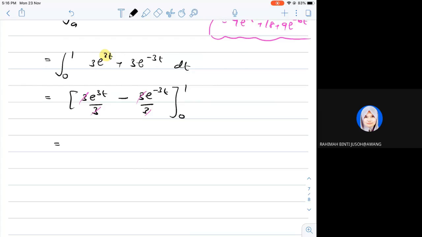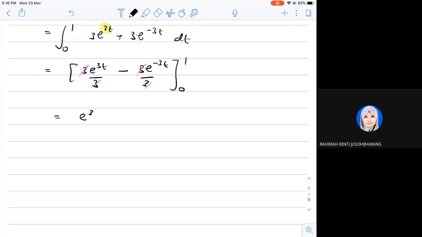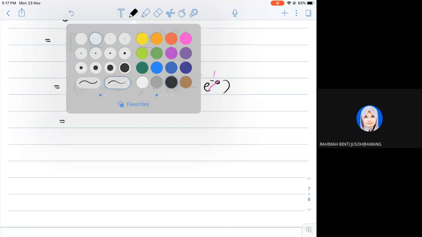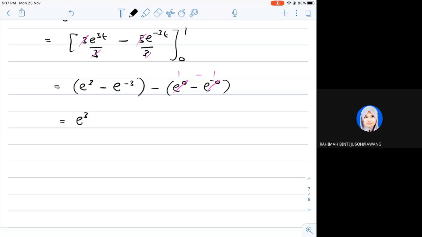And then we will get exponent 3 minus exponent negative 3, because multiplied by 1. And then minus, substitute t equals to 0. We have exponent 0 minus exponent 0, negative zeros, just the same. So this one is equivalent to 1 minus 1 also. So becomes 0. Then the answer is exponent 3 minus exponent negative 3. Okay, that's it. That's the answer. Understand, guys? Yes. Okay, good.